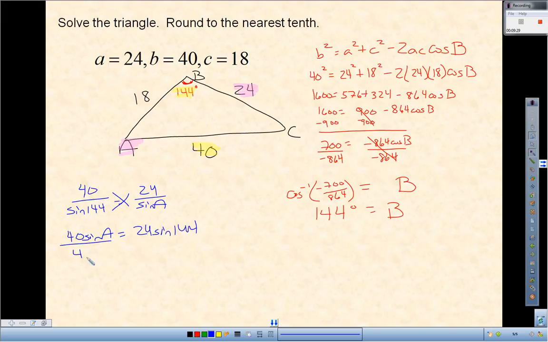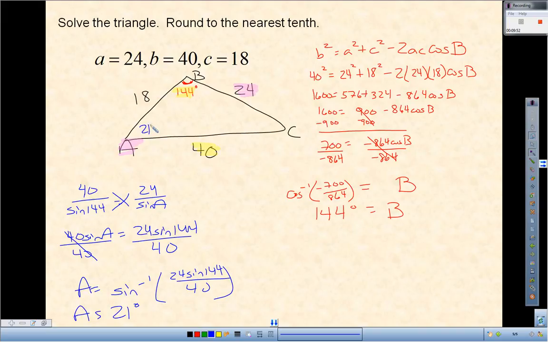To solve this for A, I'm going to divide by 40. But since I'm trying to find angle A, I'm going to do sine inverse of 24 sine of 144 over 40. And if I do that, 24 sine of 144 divided by 40, and then do sine inverse, that's going to give me 21 degrees. And now I can easily find angle C by adding 144 plus 21 degrees and subtracting that from 180. That's going to give me 15 degrees for angle C. And now my triangle's solved, so I'm done. And that's all for the notes for today.